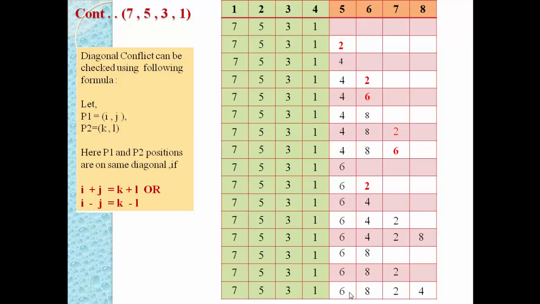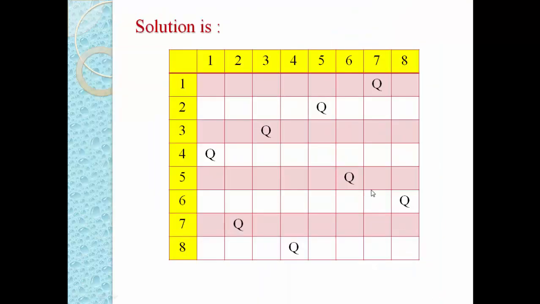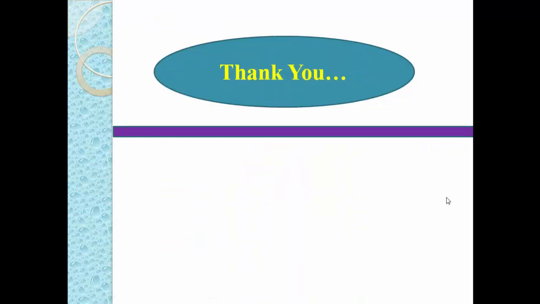Now we can place our remaining 4 queens on 6, 8, 2 and 4. So this is our correct solution, and our solution says that once we place our 5th queen on the 6th column, 6th queen on the 8th column, 7th queen on the 2nd column and 8th queen on the 4th column, at that time we can have a correct solution. So in this way we can use the backtracking concept to find the solution of our 8 queen problem. Thank you very much for watching this video.